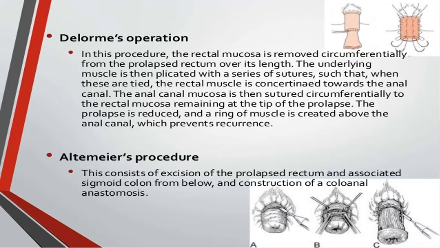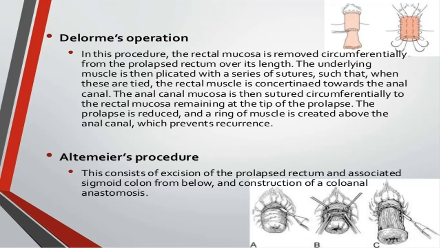Delorme's operation is basically excision of only the mucosa, folding and application of the muscular cuff to the remaining part of the rectum, and applying the anal canal mucosa circumferentially to the remaining rectal mucosa at the tip of the prolapse. This is called Delorme's operation. It is very useful, and they are applying Delorme's everywhere.